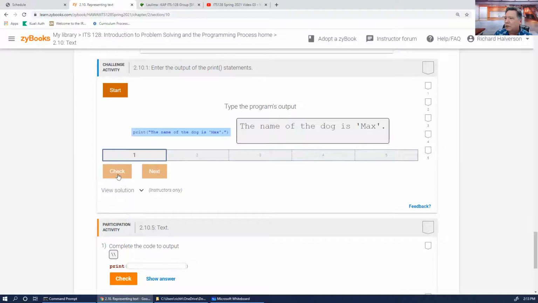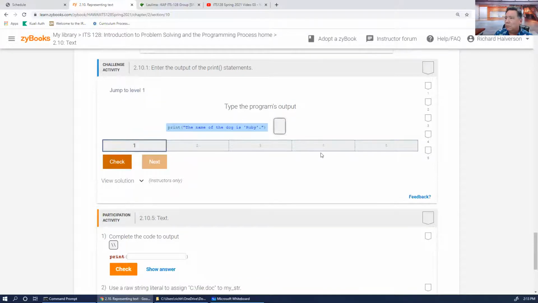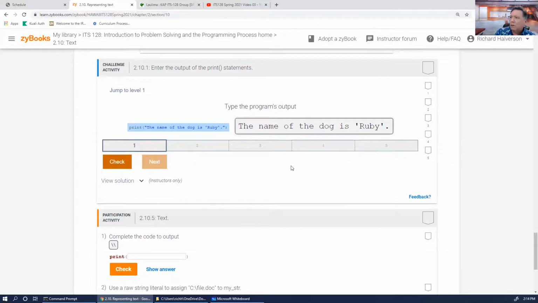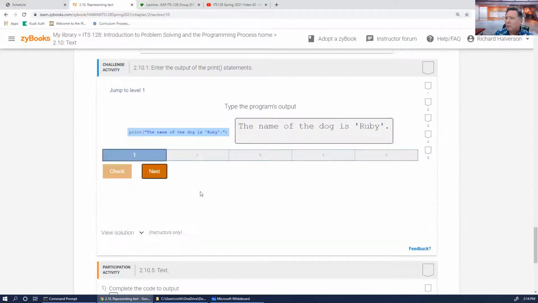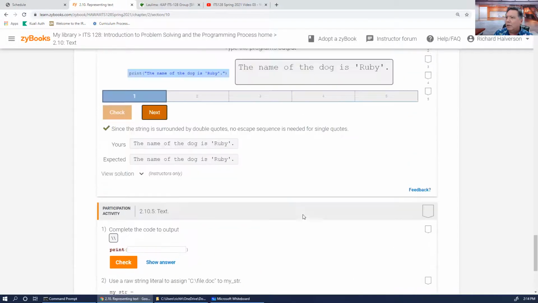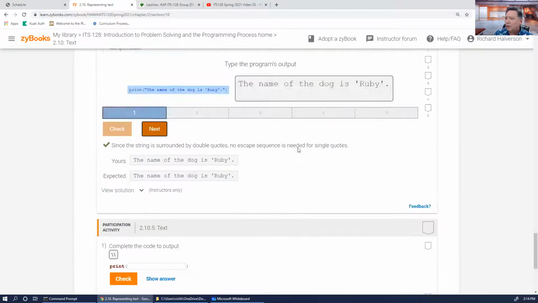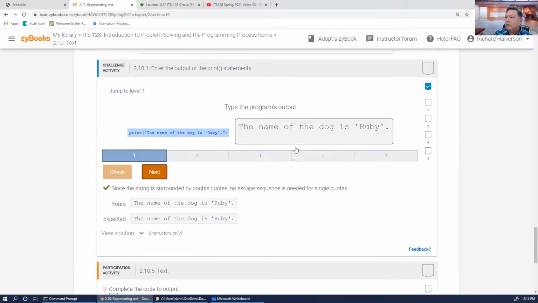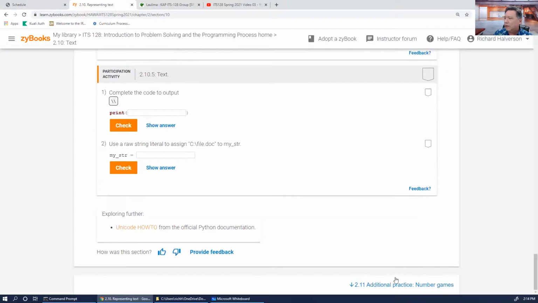Print statements. What's the program's output? Enter. Yeah. All right. So anyway, they're going to try to trick you with quotes and double quotes and backslashes and stuff. All right. So that's that. Pretty good.